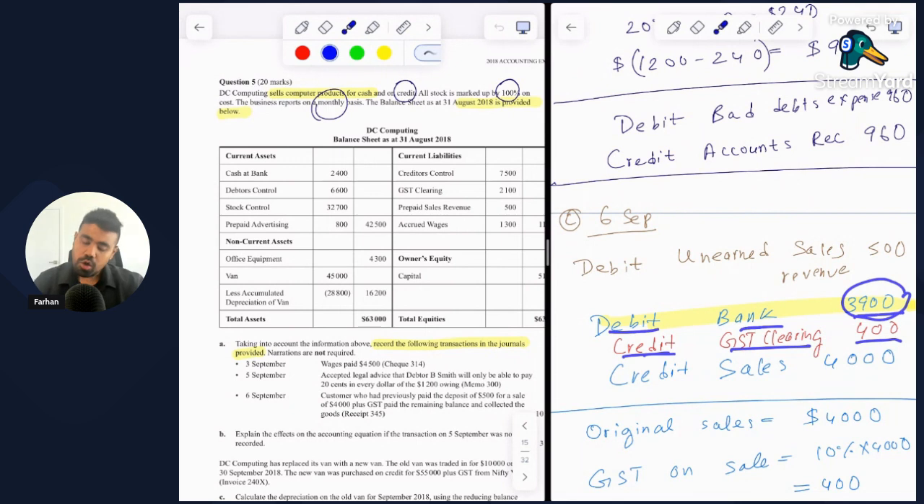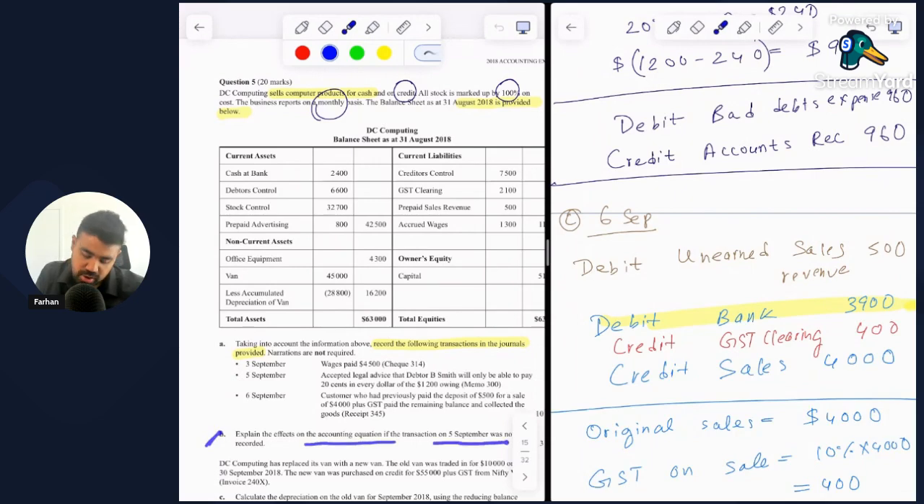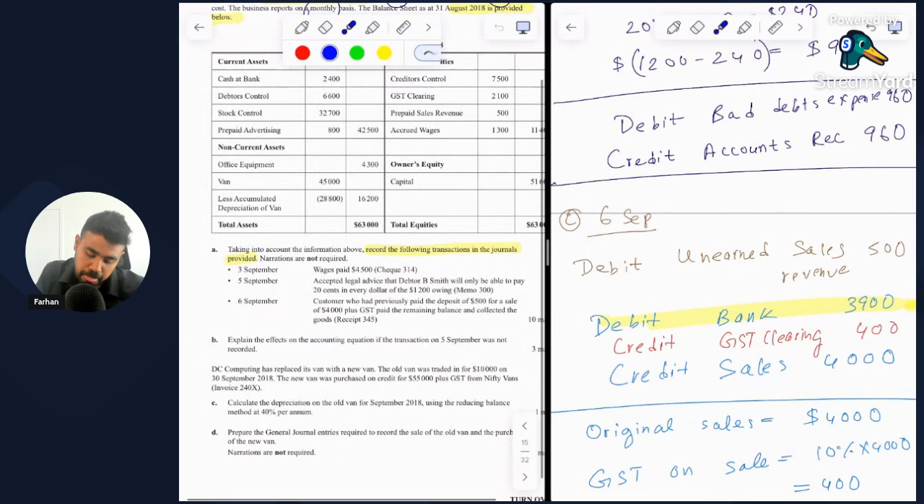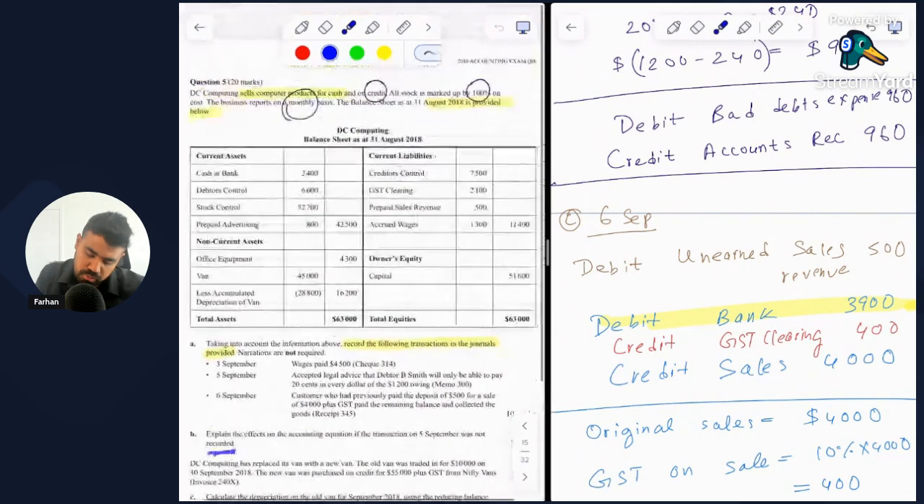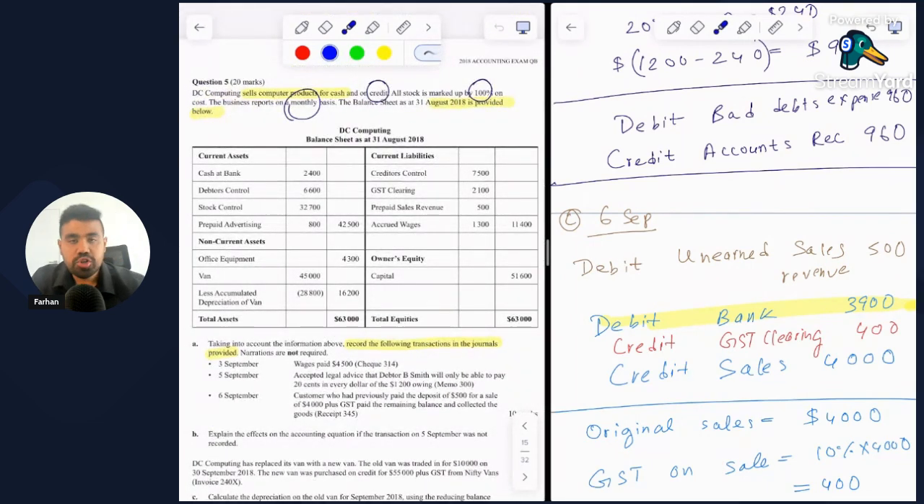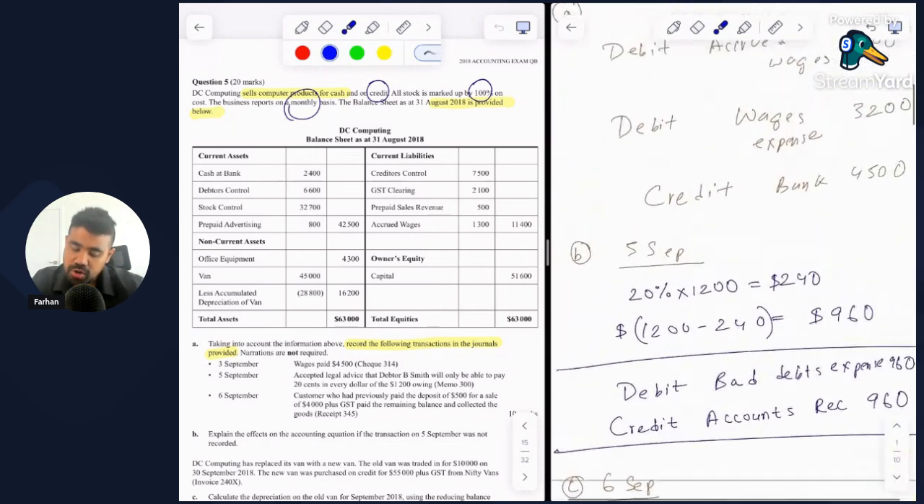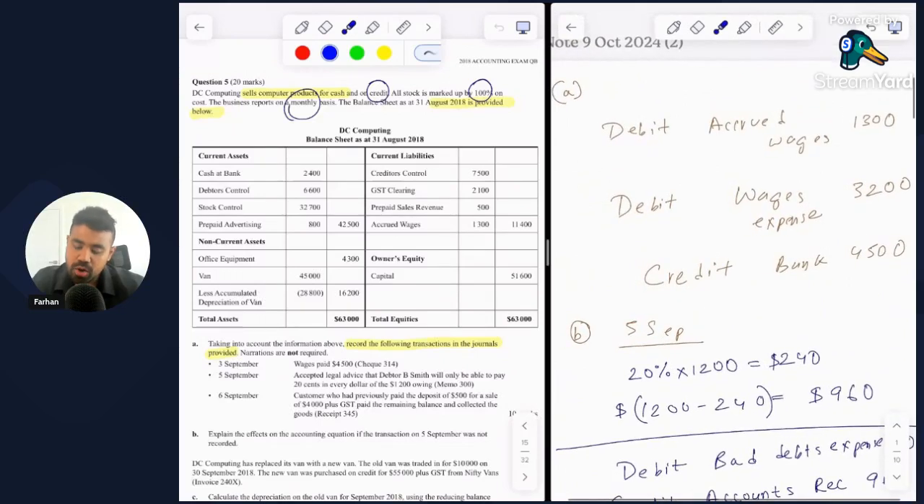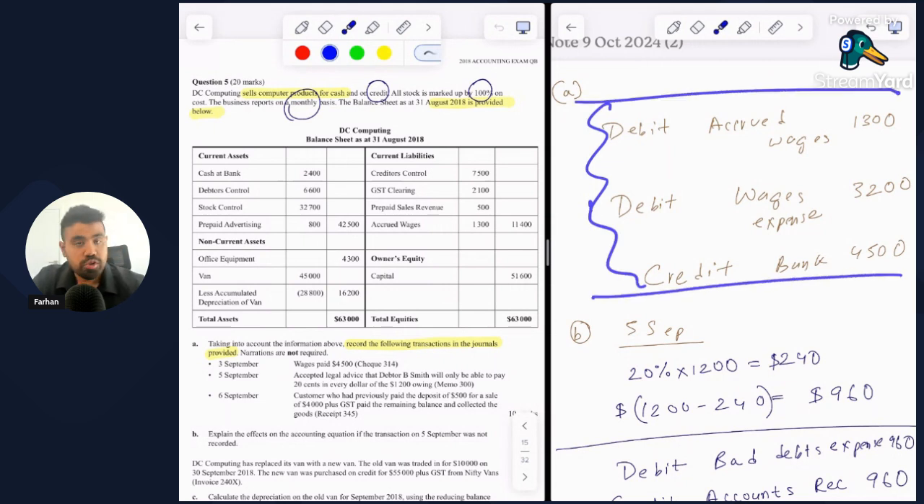Okay? All right. Now, part B requires you to explain the effects on the accounting equation if the transaction on 5th of September was not recorded. All right. So I'm not just going to only touch on the transaction on the 5th of September, but we will also look into all the transactions starting from the 3rd of September. So starting the 3rd of September, if I asked you what is the effect on the accounting equation based on all these journal entries, the 3 lines of entries that you've got, what would you say?